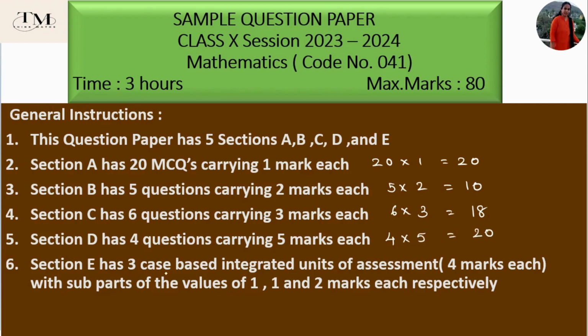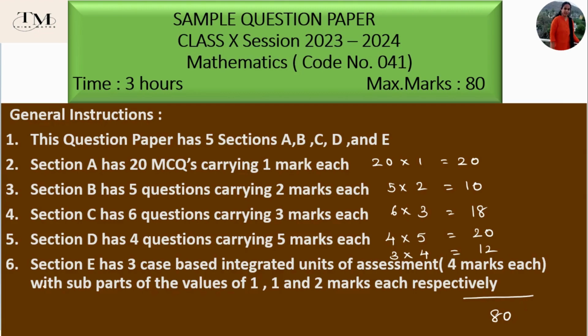Section E has 3 case-based integrated units of assessment, 4 marks each. So there are 3 questions, and for each question it is 4 marks. This 4 marks is divided into 3 parts. For the first part it is 1 mark, the second part also 1 mark, and the third part 2 marks. So there are 3 questions with 4 marks each, and in total it makes 80 marks.